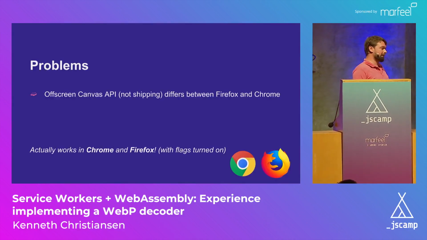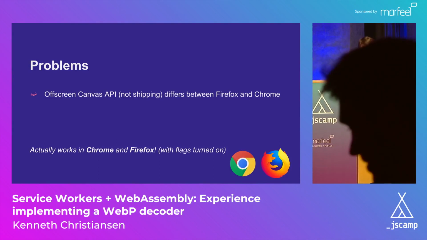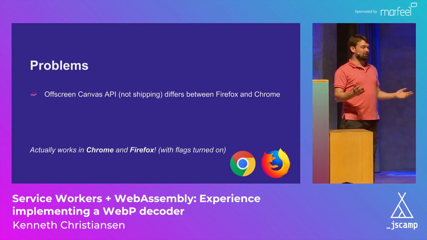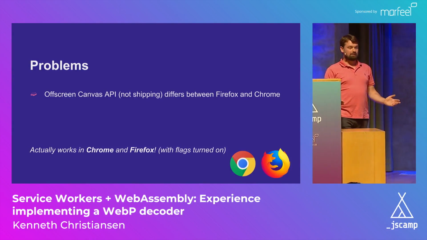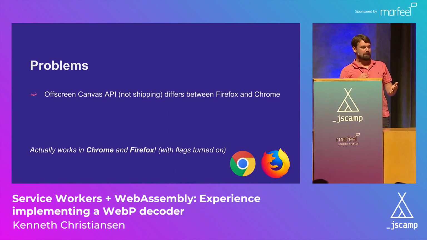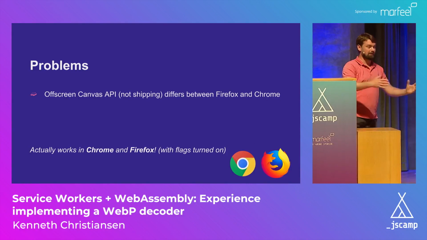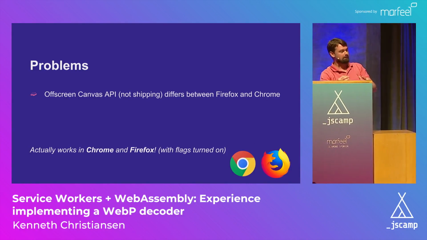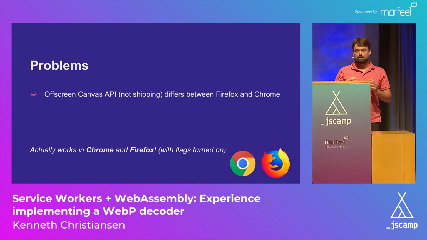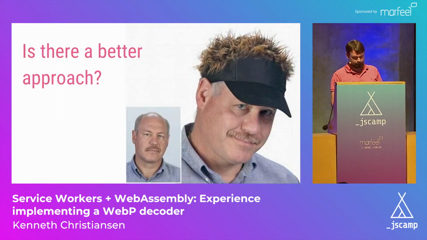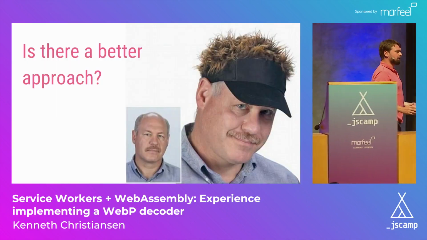The only big problem with this approach, though it works really well, is that OffscreenCanvas is not shipping anywhere yet. And there's, of course, also a lot of overhead: I need to generate this image, paint it to a canvas, and then generate a blob from the canvas. So I'm doing a lot of implicit copies of the data. I was wondering, maybe there is a better approach.